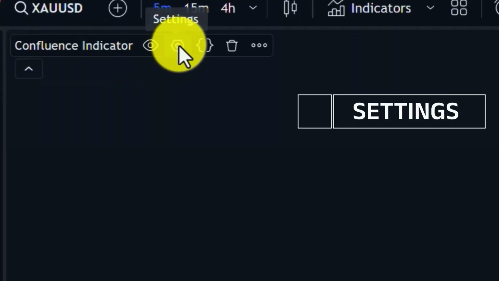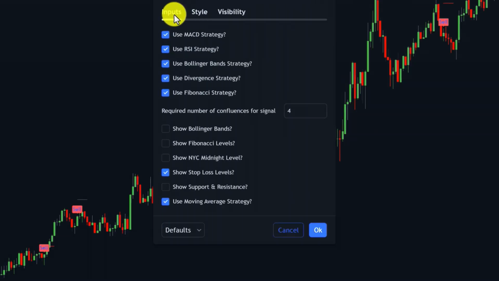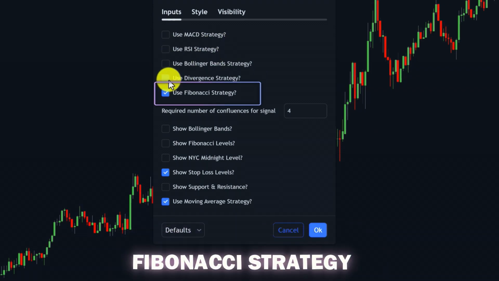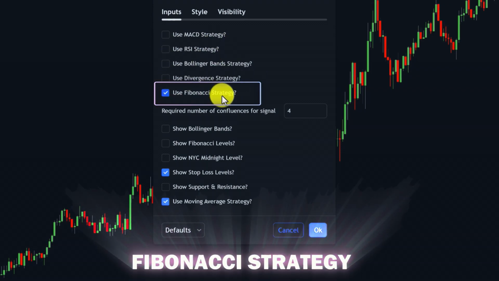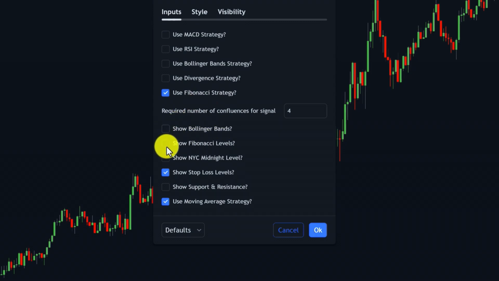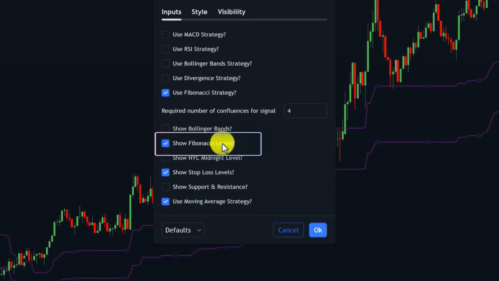First, open the indicator settings and head to the indicator section. Here you'll see several strategy options. Turn off all of them except for the Fibonacci strategy. That's our focus for this video. Next, make sure to enable the Show Fibonacci Levels option while turning off the others. This will highlight the Fibonacci levels on your chart, which are essential for spotting potential support and resistance zones.